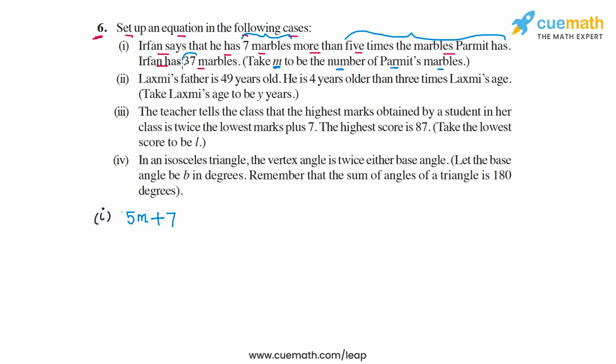We are also told that Irfan has 37 marbles. So 5m plus 7 should be equal to 37. This is the equation for part 1. Now let's do part 2.